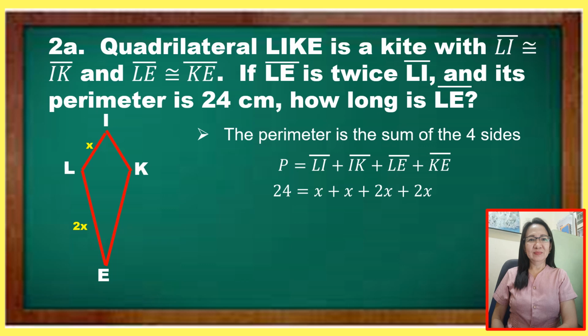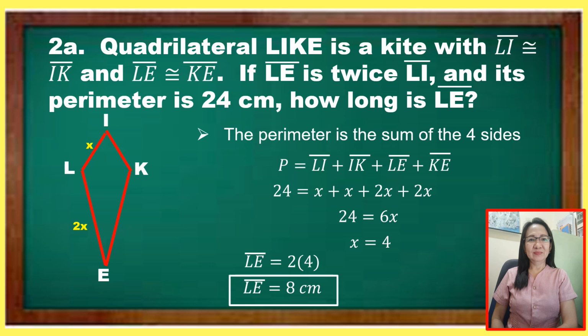Combining similar terms, we get 24 is equal to 6x. Then divide both sides by 6 so that we arrive at x is equal to 4. So LE is equal to 2 times 4, then the length of LE is 8 centimeters.